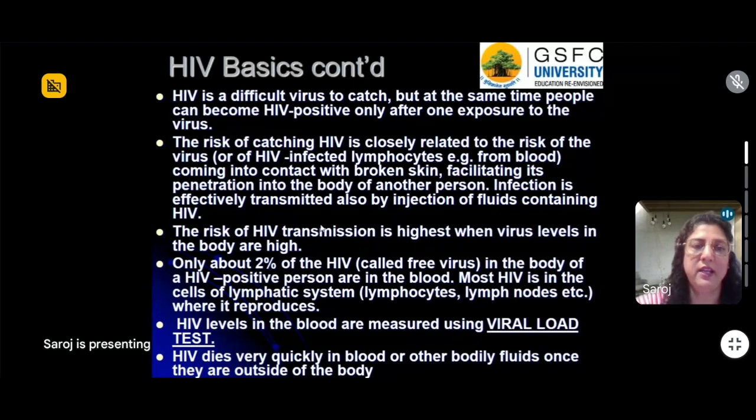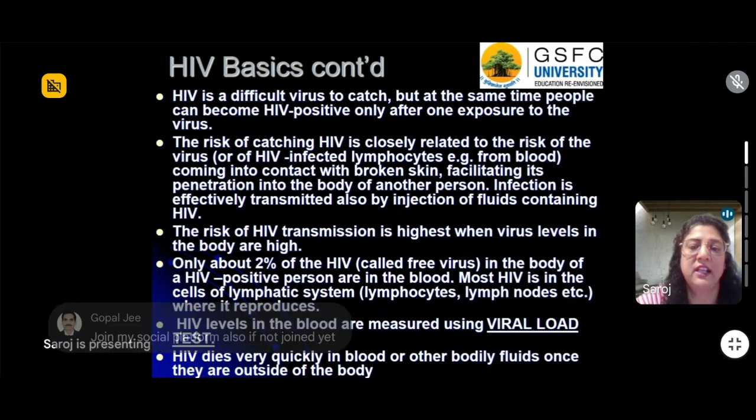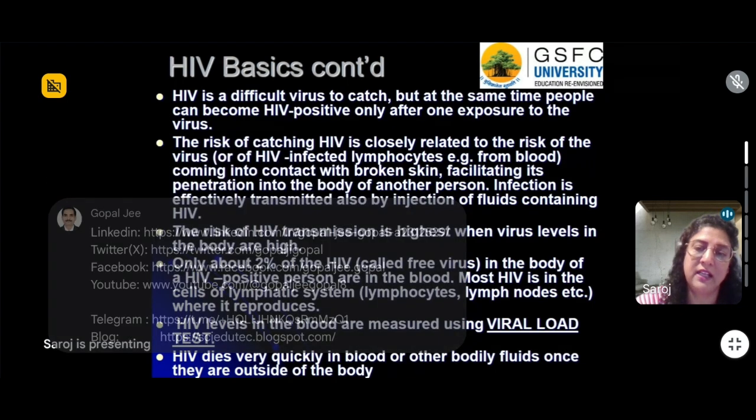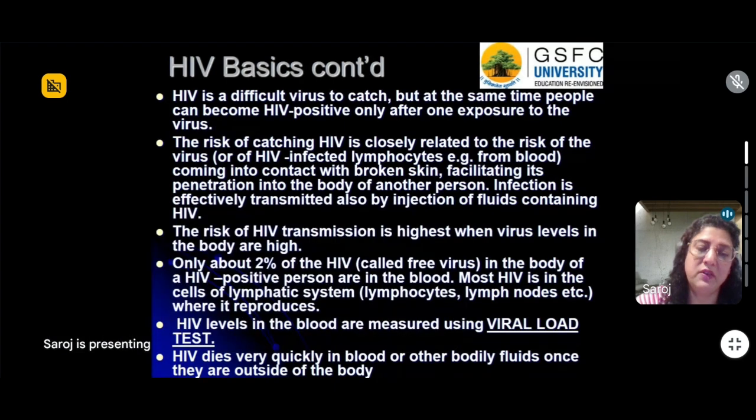So just very briefly, we know that HIV is a very difficult virus to catch, and we also know that even from one single exposure, you can become HIV positive. HIV infection risk would be at its highest when the viral load in the infected person's blood is the highest, because that is when that person is at the most infectious state, and that is when you have more chances of getting the virus. And that is why monitoring of the viral load is, of course, very, very important.